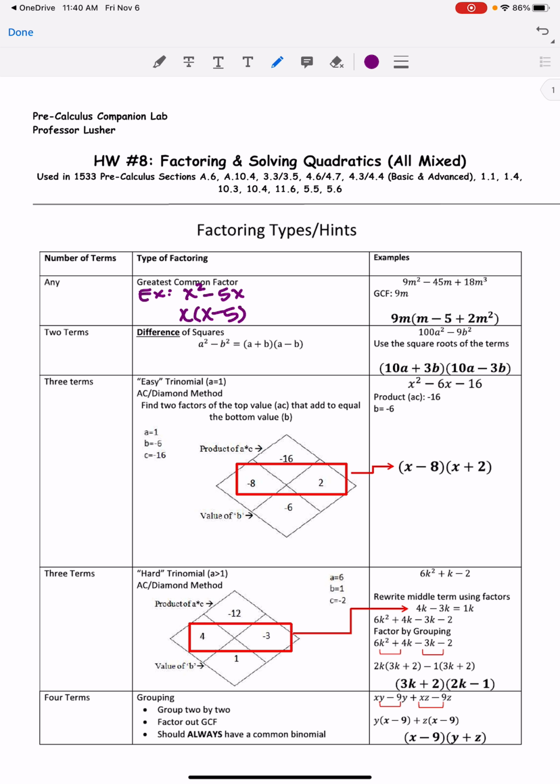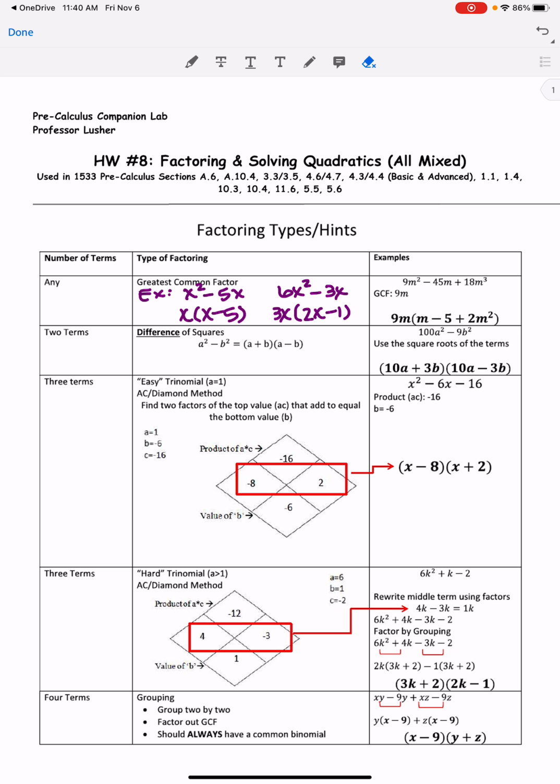So that's how we're going to be using it in this class, or even something like 6x squared minus 3x. That time your GCF isn't just x, but it's also 3. So you factor out a 3x, and that leaves you with 2x minus 1. Okay, so always look for a GCF first.